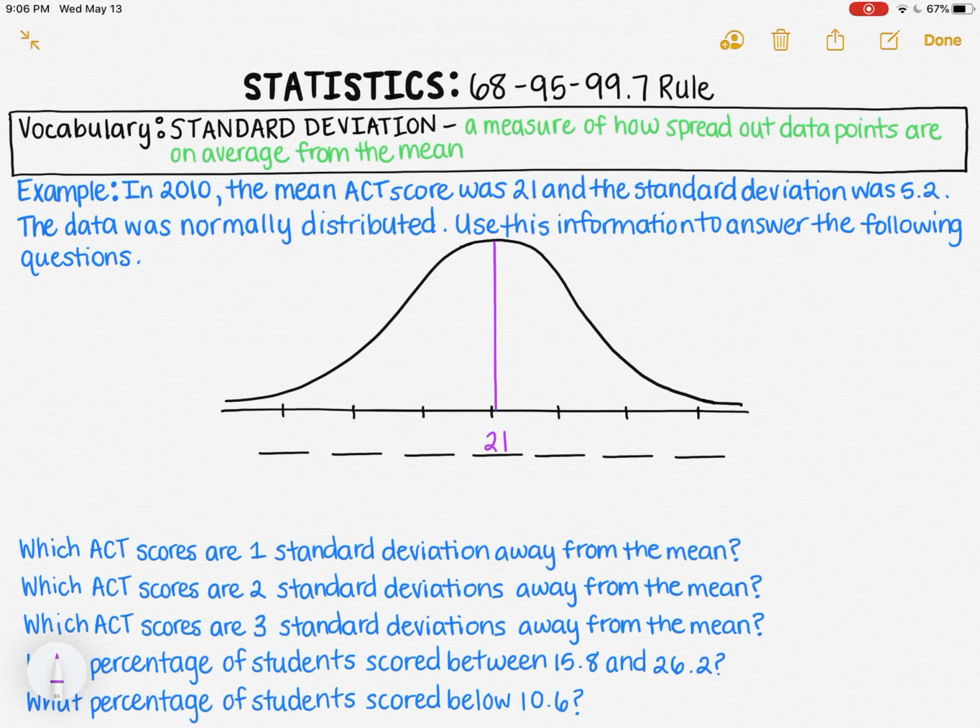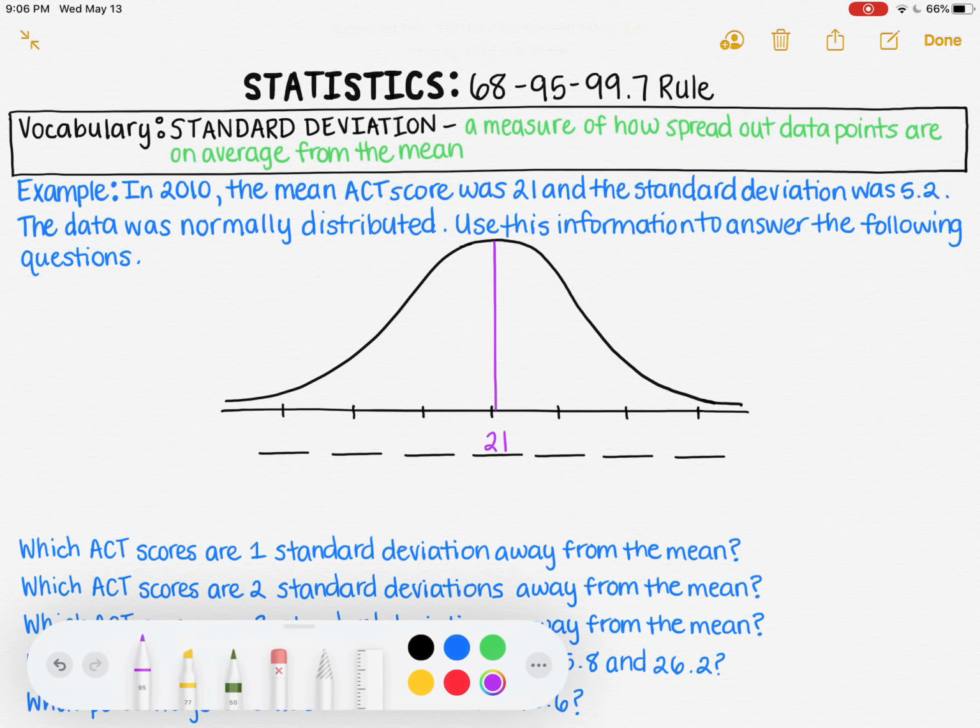Now, the other piece of information we're given is that the standard deviation was 5.2. On the line below my curve, I've labeled tick marks that are evenly spaced. The space between each of these tick marks represents one standard deviation. If you forgot, standard deviation is a measure of how spread out the data points are on average from the mean. So on our curve, each tick mark represents one standard deviation away from the mean.